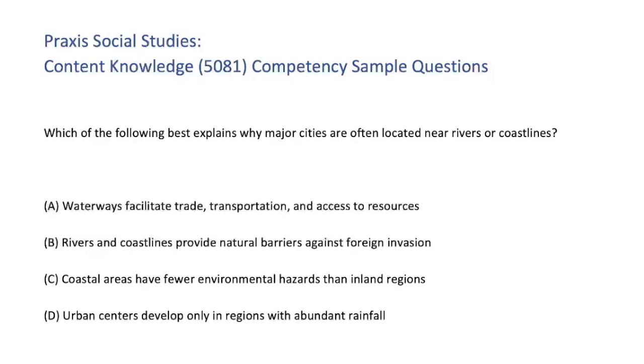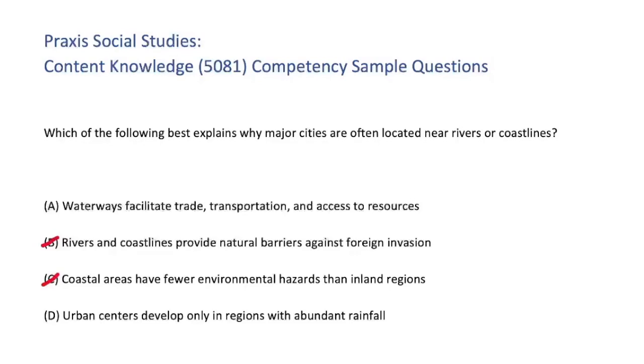Let's go ahead and eliminate the incorrect options first, starting with choice B. Rivers and coastlines provide natural barriers against foreign invasion. This is a bonus, but not the main reason why people would settle near rivers and coastlines. Next, we can eliminate option C. Coastal areas have fewer environmental hazards than inland regions. But coastlines are often hazardous with storms and flooding, so we know that's an incorrect option.